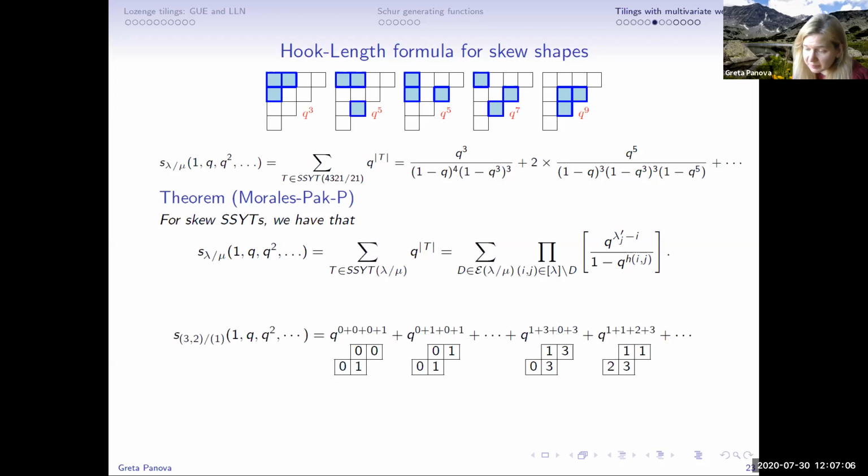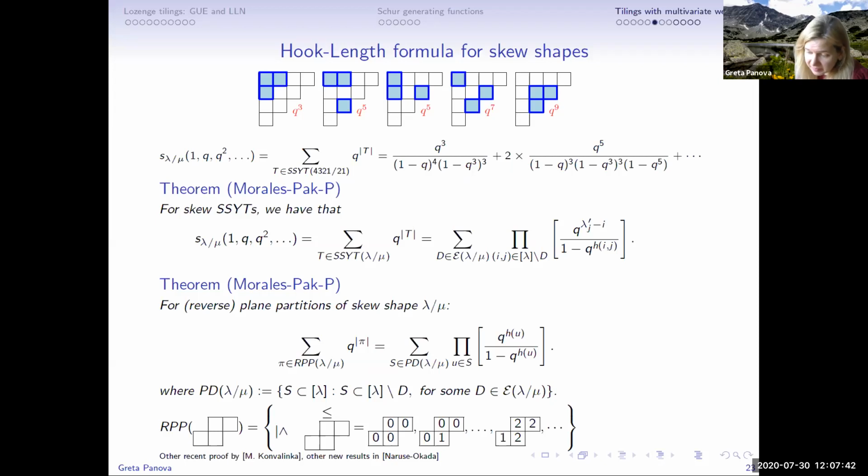And here is an example. If we take the Schur function of this skew shape (3, 2) minus 1, so this particular shape over here, and if we write it out as a sum of powers of q, of course, these are going to be the contributing terms, and there are many more, and it's, of course, an infinite series.